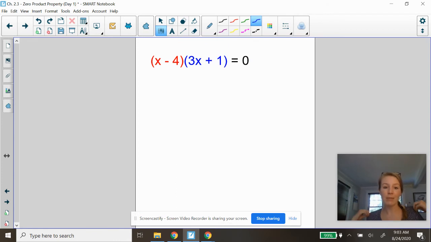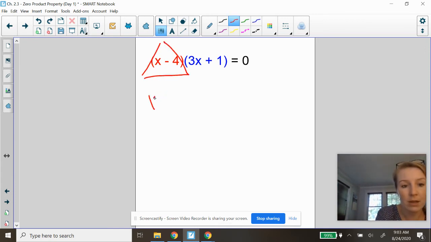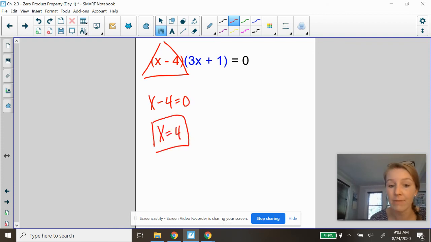All right, x minus 4 times 3x plus 1. You'll notice here that the blue aspect is a little more complicated and involves a couple extra steps. So x minus 4 equals 0. I'm hoping at this point this feels straightforward and you can see that that's going to give you an answer of x equals 4. The 3x plus 1 involves a little bit more from us.